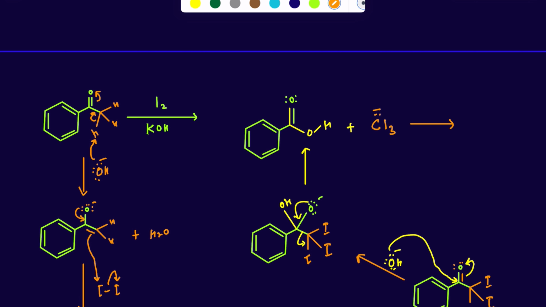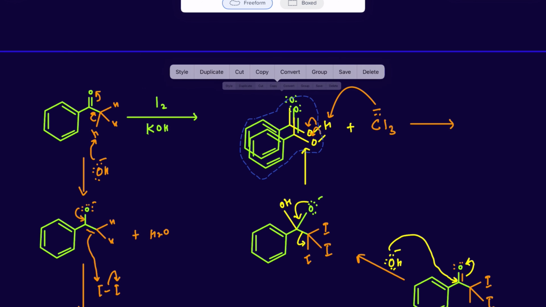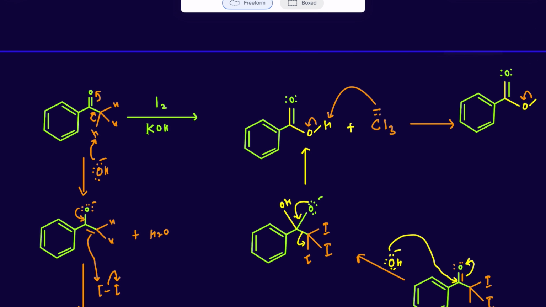Now that's a base, and you have an OH minus anyways in the solution, so I'm not going to be leaving this in the protonated form because that's an acid. So that CI3 minus is going to come in and grab that proton and create a carboxylate here. So your final product really here would be a carboxylate. So you created a carboxylate ion, and you create it with one less carbon.